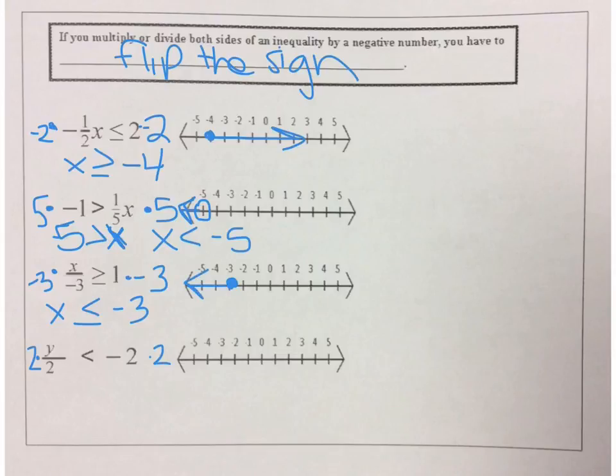Multiply both sides by 2. We're not going to flip the sign because these numbers here were not negative. So y is less than negative 4. So we're going to have an open circle at negative 4 pointing to the left. Okay, go ahead and fill in the rest of your notes and then check the keys.